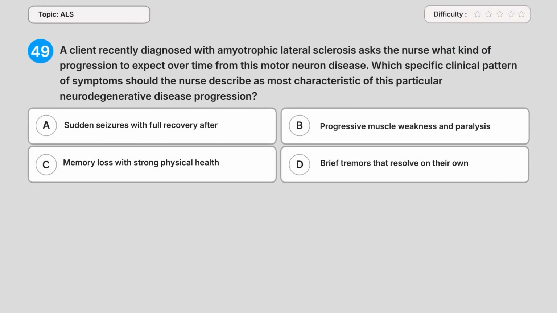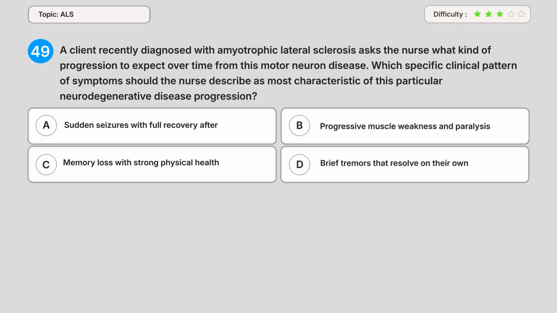49. A client recently diagnosed with amyotrophic lateral sclerosis asks the nurse what kind of progression to expect over time from this motor neuron disease. Which specific clinical pattern of symptoms should the nurse describe as most characteristic of this particular neurodegenerative disease progression?